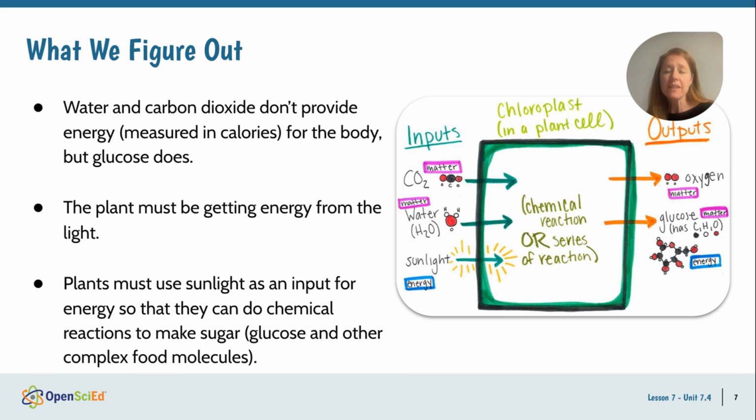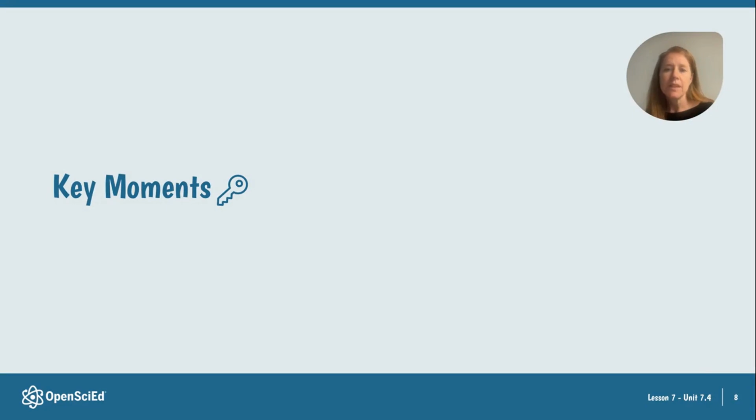From all of this, we're able to now state with evidence that water and carbon dioxide don't provide energy, but glucose does, and the plant must be using energy from the light. And this light must be used so that the plant can do the chemical reaction to make sugar. Let's take a look at a few of the key moments.